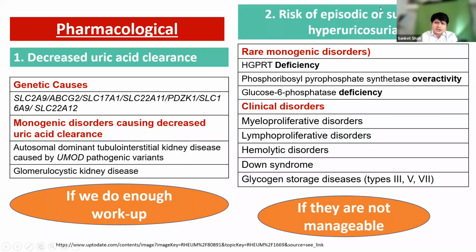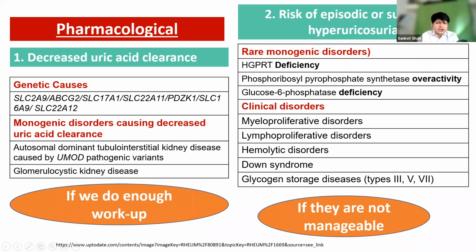There are other things. There are episodic or sustained hyperuricosuria. There are rare monogenic disorders like HGPRT deficiency or PRPS overactivity, glucose-6-phosphatase deficiency. This is too logical, but I really want to take a small idiotic break here. This is deficiency and this is overactivity, because that's what the MCQ means, right? There are certain clinical disorders like myeloproliferative, lymphoproliferative, hemolytic disorders, or glycogen storage diseases. If they are not manageable, you should start a urate lowering agent. In these three, there is no doubt you should start. But here, if they are not manageable, you should start a urate lowering agent.